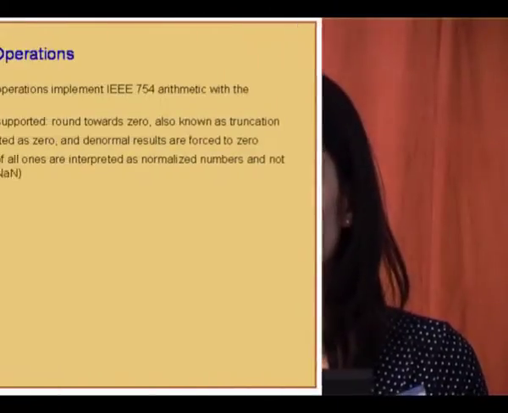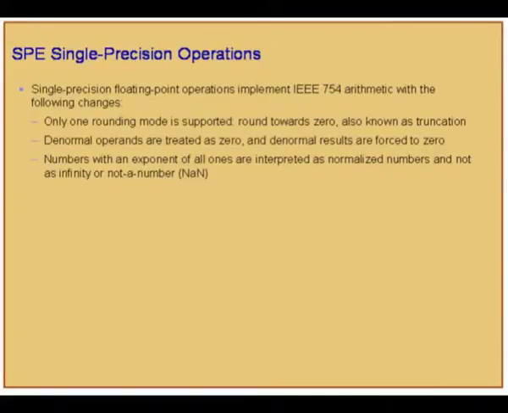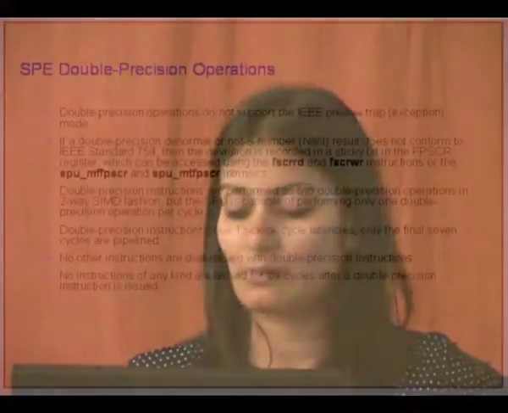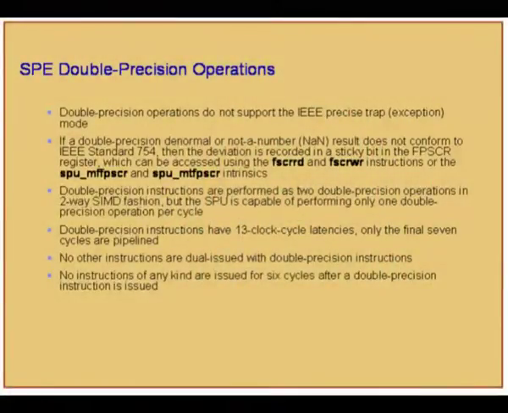So double precision right now on the current Cell BE hardware is a little expensive, not as good as single precision, but it's still pretty much at par with other architectures. Only one rounding mode is supported, which is round towards 0. Denormal operands are treated as 0. There is no support for infinity or not a number. And as I mentioned, no other instructions are dual issued with double precision instructions. There are 13 clock cycles of latency, and only the final 7 cycles are pipelined. After you execute a double precision instruction, you cannot execute anything else for 6 cycles.